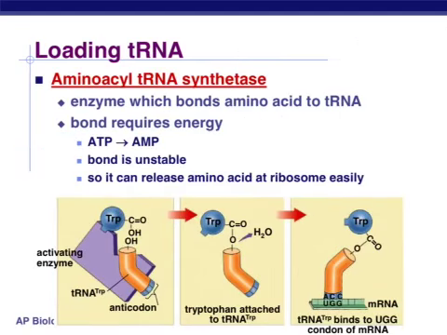So how does it work? Well, of course, there is an enzyme. This enzyme is called aminoacyl tRNA synthetase. And all that it does is it bonds the amino acid that's supposed to go with the anticodon to tRNA. Now, the bond does require energy, so we're going to be breaking down some ATP, but the resulting bond between the tRNA and the amino acid is very unstable, so it's easy for the amino acid to be released from the tRNA once it gets to its proper location within that chain.